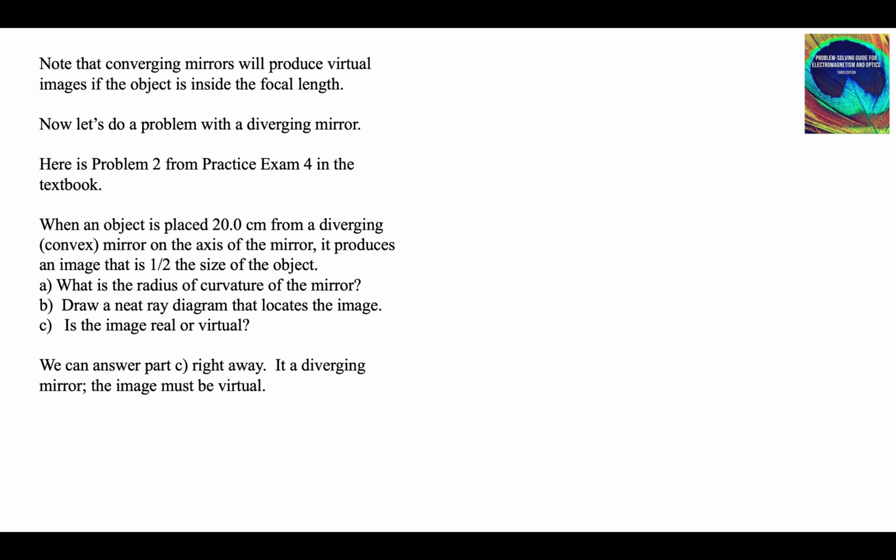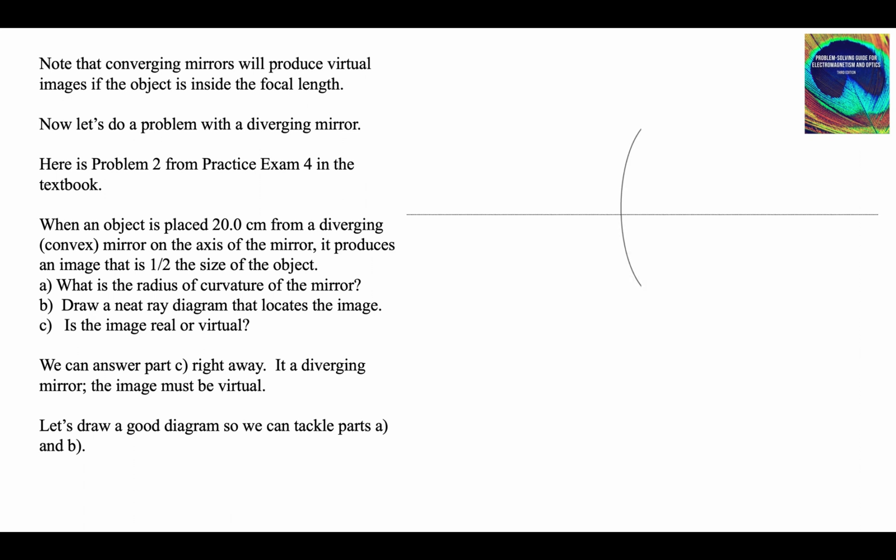Well, part C is really trivial. It's a diverging mirror. The image has to be virtual. But we have to get A and B, so let's draw a good ray diagram. There's a diverging mirror.